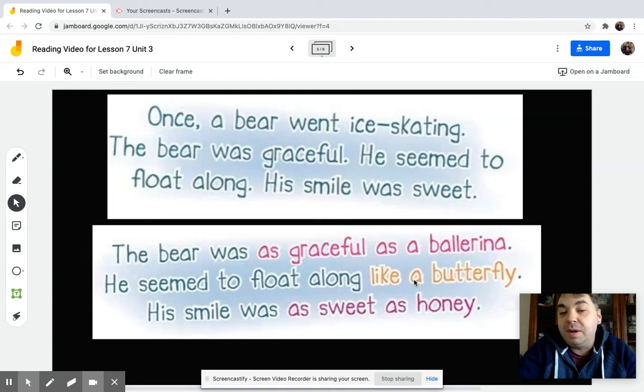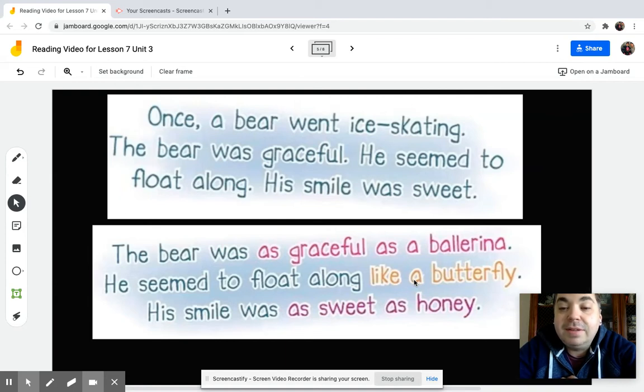So far we have the bear was graceful, but then the second time around he was as graceful as a ballerina, which again just gives you that idea of comparing two things, and you know what a ballerina looks like, so you can imagine how graceful that bear would be. And then him seeming to float along like a butterfly, you can imagine that butterfly floating nicely in the air, and the bear doing some jumps and looking just as graceful as well. And then the last sentence is saying his smile is as sweet as honey.